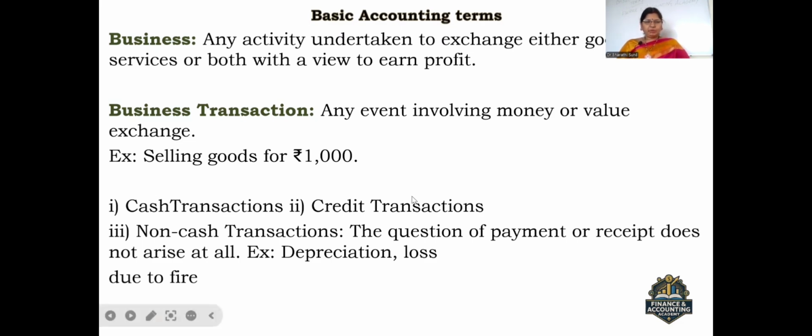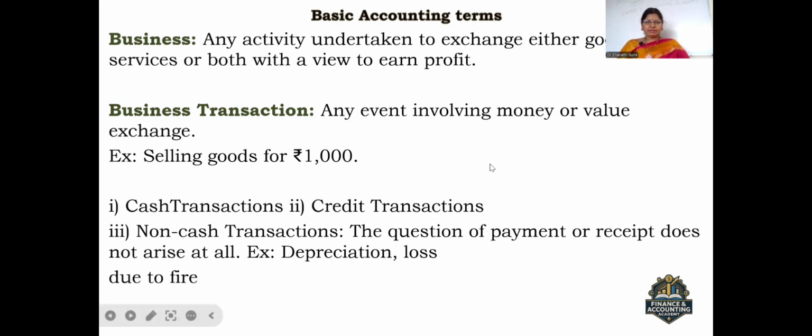There are three types of business transactions. One is cash transaction, the second one is credit transaction, and the third one is non-cash transaction. What is a cash transaction? When goods are sold, you immediately pay cash to the seller. So it is called what? Cash transaction.